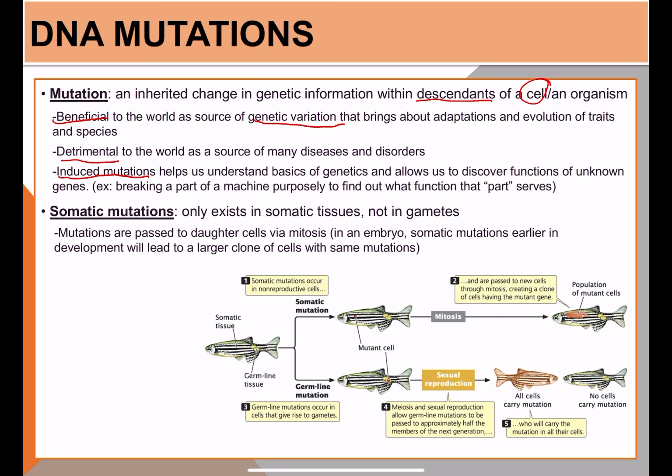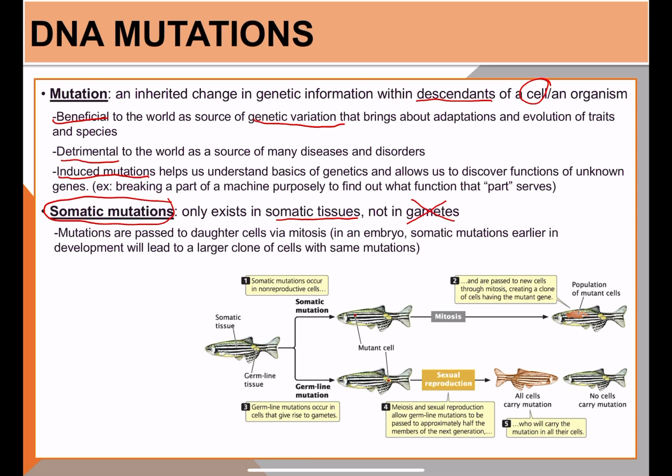Okay, so there are 2 general categories of mutations. One is called somatic mutation. Somatic mutations only exist in somatic tissue, not gametes. This type of mutation cannot be passed on to the next generation of offspring. So it's something that happened in that one organism and it stays there. It doesn't get passed to their children whatsoever.